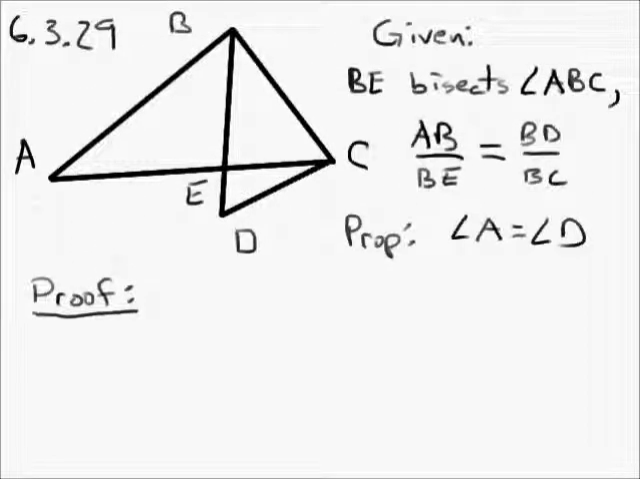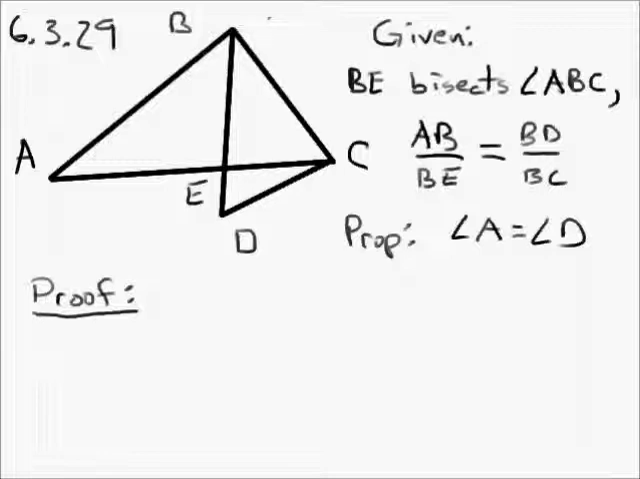Okay, one last problem I want to take a look at. Section 6.3, number 29. Another proof. All right, now, in this case, we're given this odd shape, and we are told that line segment BE bisects angle ABC. So we're going to take a note of that.